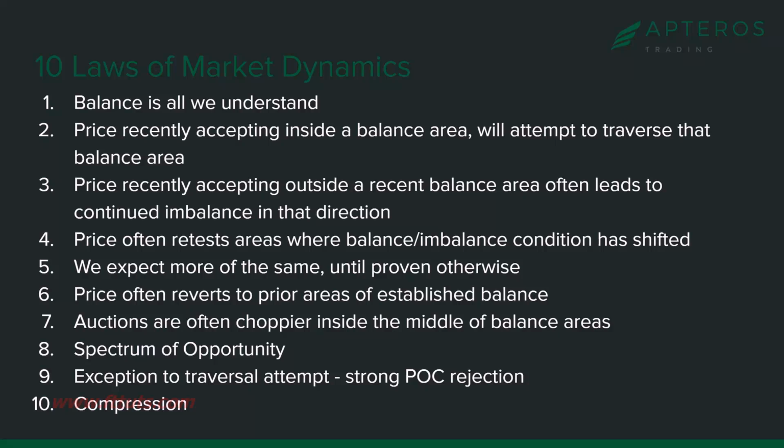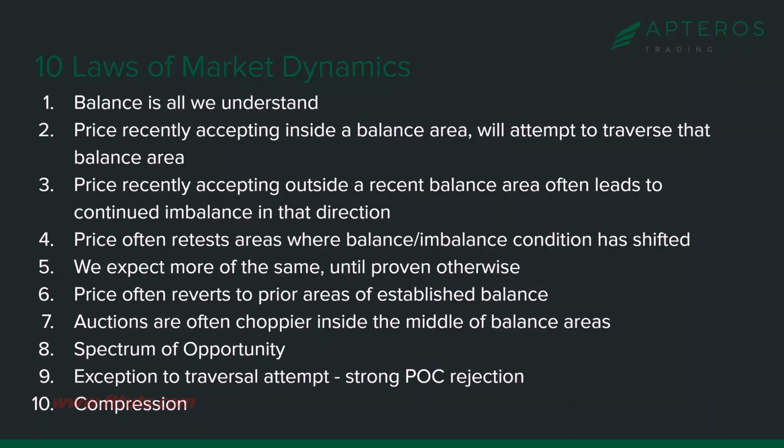Number three, price recently accepting, holding outside a recent balance area often leads to continued imbalance or trend in that direction. It's not rocket science. Number three says there is a breakout. If you get a breakout that holds, a lot of times it keeps going, okay? It's not rocket science. Number four, price often retests areas where the balance or imbalance condition shifts. Number five, we expect more of the same until proven otherwise. Number six, price often reverts to prior areas of established balance.